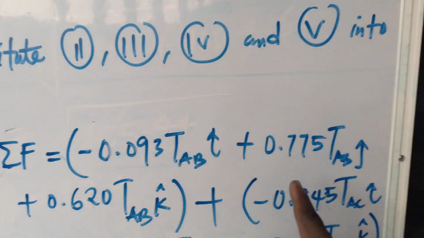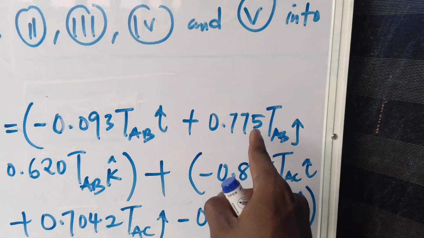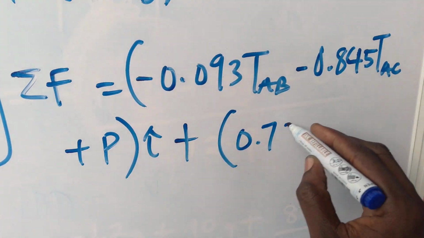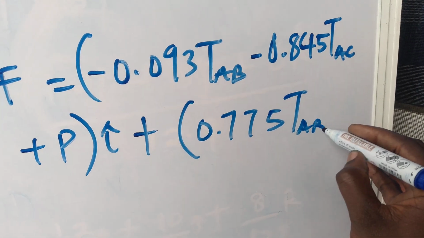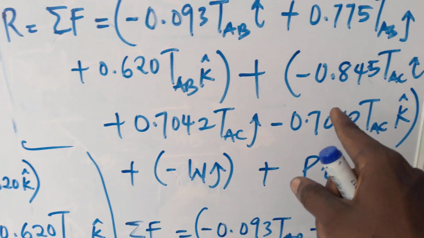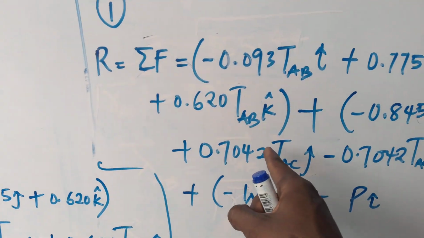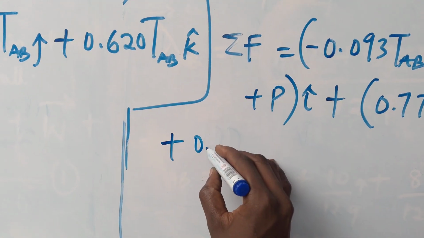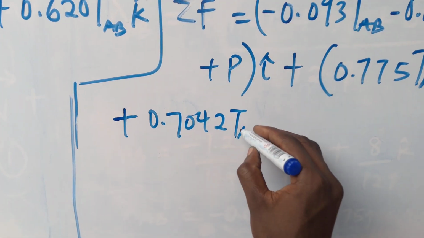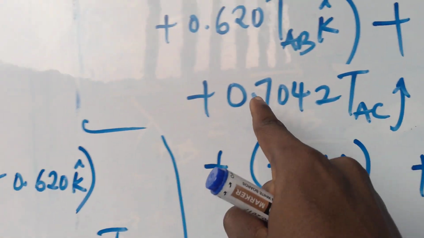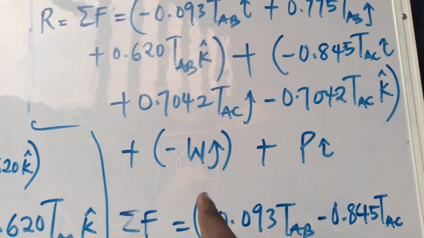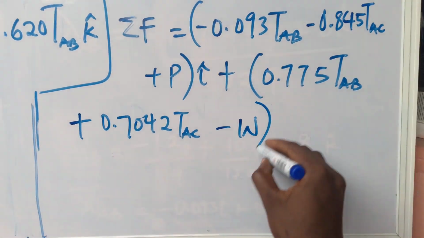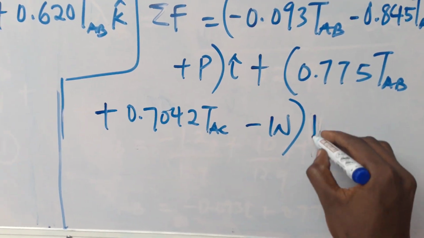Then let's take that of J. That's plus 0.775 TAB. Then the next J is plus 0.7042 TAC. That is this one here, J. Now look for another J. The next J is minus WJ. Minus W, presented with J coordinates.